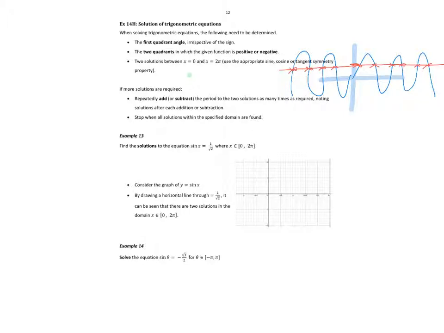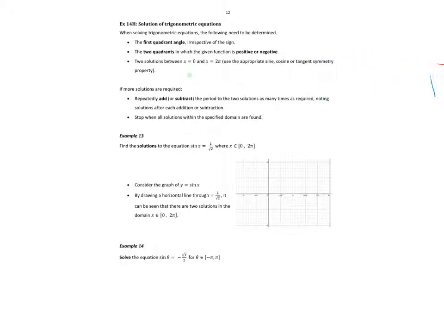So the first thing to realize is that the domain will tell you how many solutions you need to find. In terms of finding those solutions, the first step is to find the angle that you need to deal with, and then find which quadrants will give us the angle in the appropriate quadrant for our first two solutions. Those two solutions will be between 0 and 2 pi. And then we're going to use our symmetry properties to find the rest of the solutions.